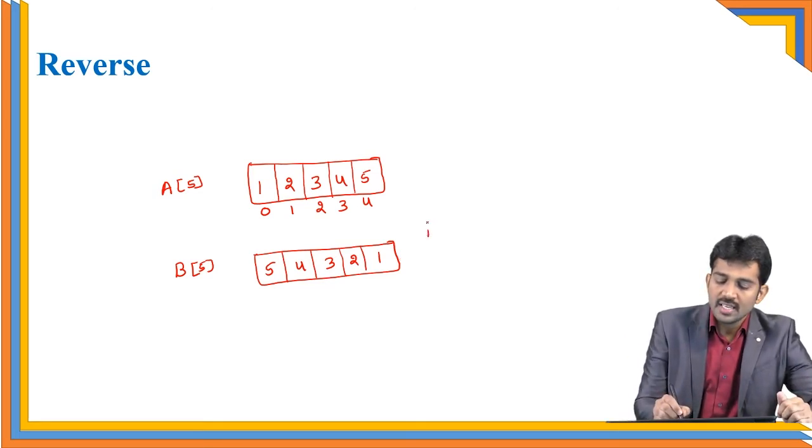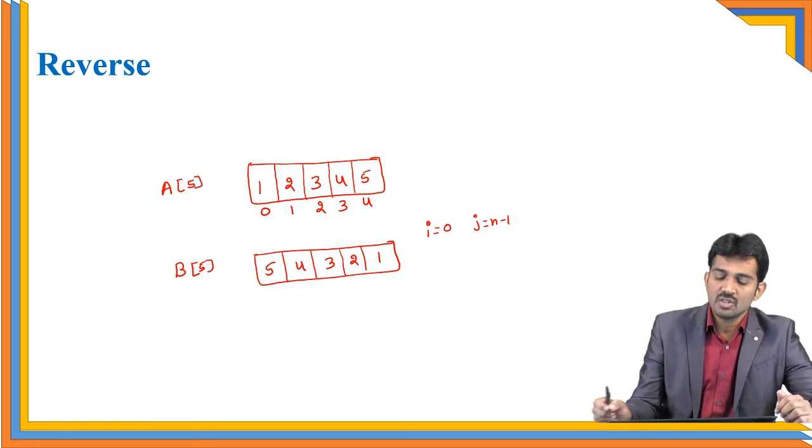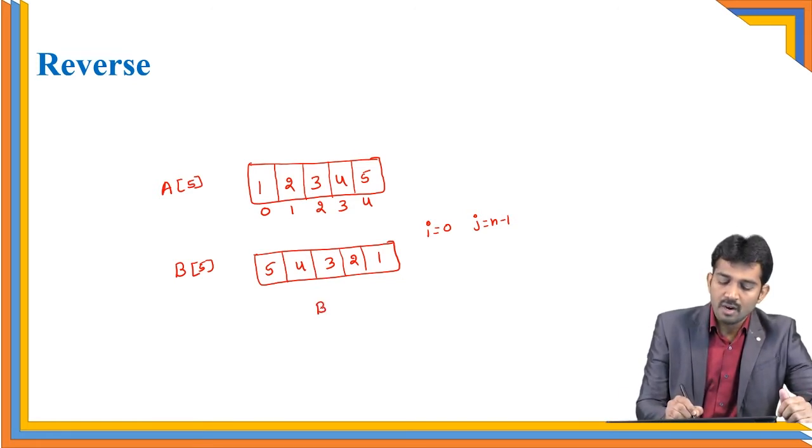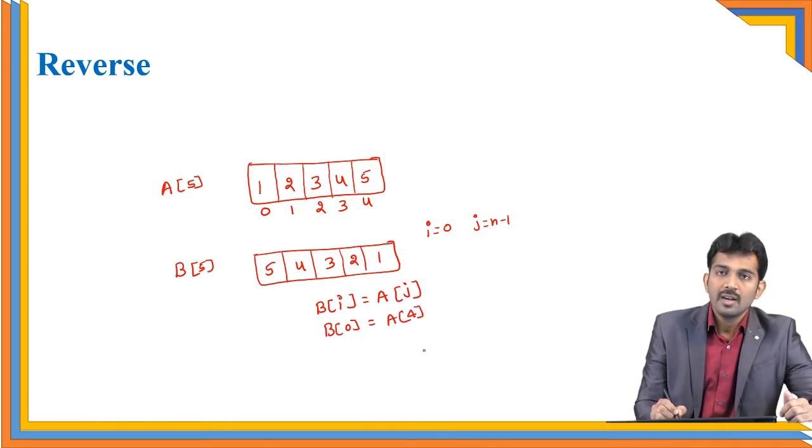So here, the i index is equal to 0, and the j index is going to n minus 1. That's all. It is simply b of i equal to a of j. So b of 0 equals a of 4, for example. Next time the i value increments by 1 so it goes to 1, and the j value decrements by 1.